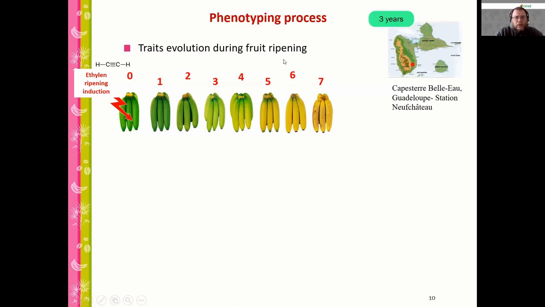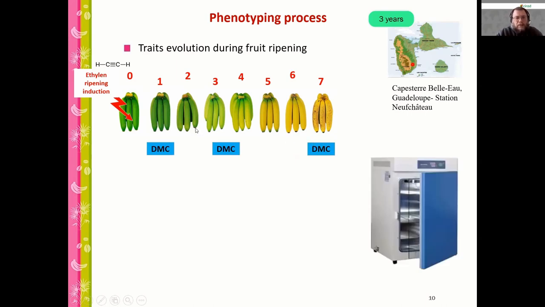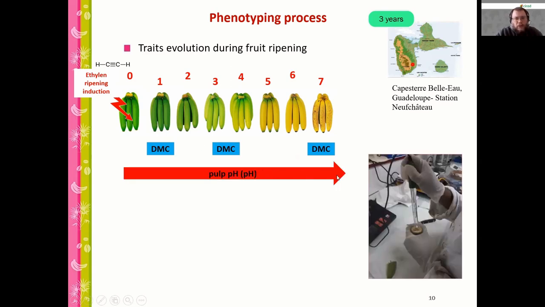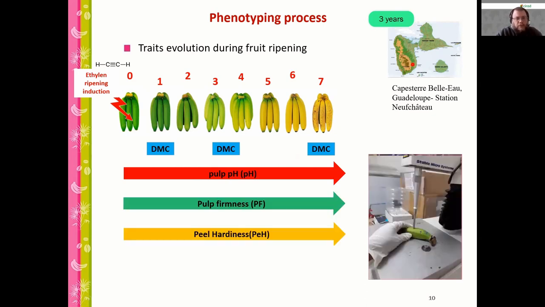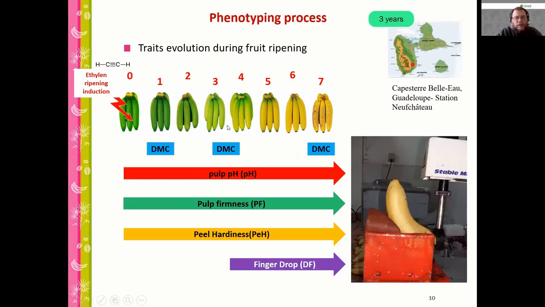So we chose to phenotype these traits during fruit ripening, from day zero, when we induce the ripening by ethylene treatments, to day seven. For dry matter content, we have 3 points of measurement: day 1, 3, and 7. For the pulp pH, we made a measurement each day of the kinetics, and also for pulp firmness and peel hardness. And for finger drop, we only studied between day 4 and 7. All this study was performed in the French West Indies, in Guadeloupe, at the CIRAD station of Capesterre-Belle-Eau.